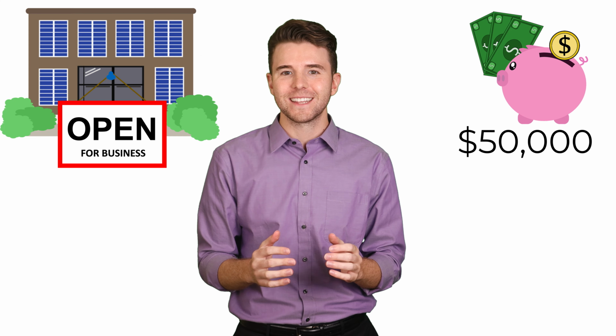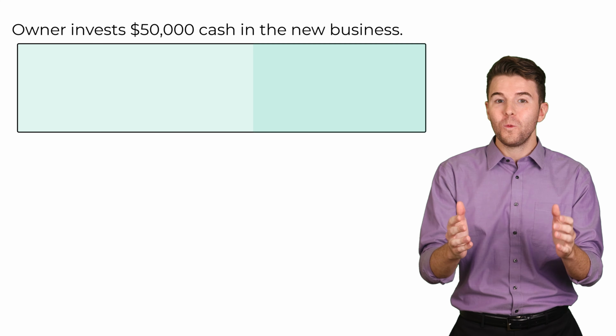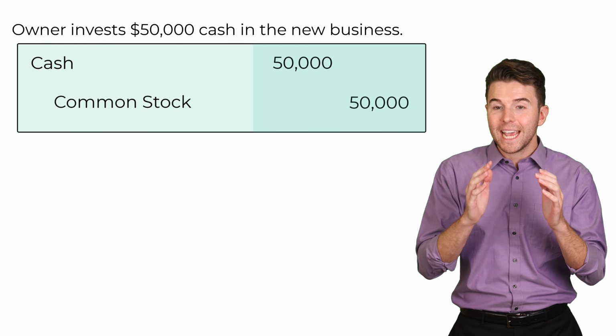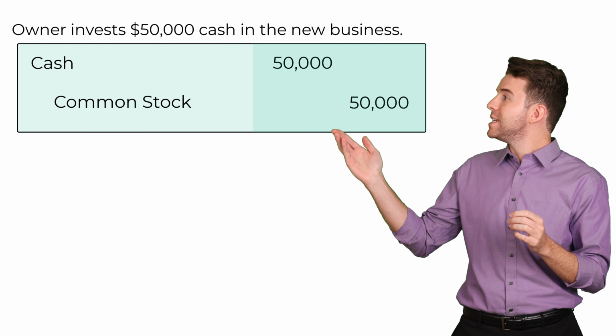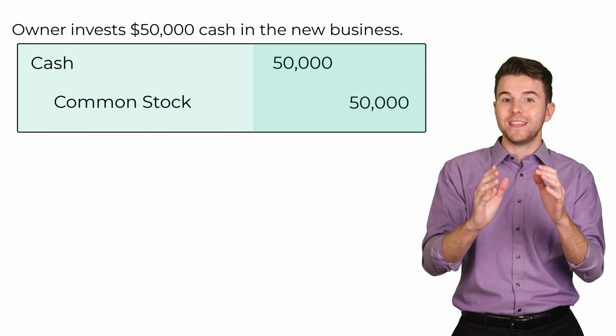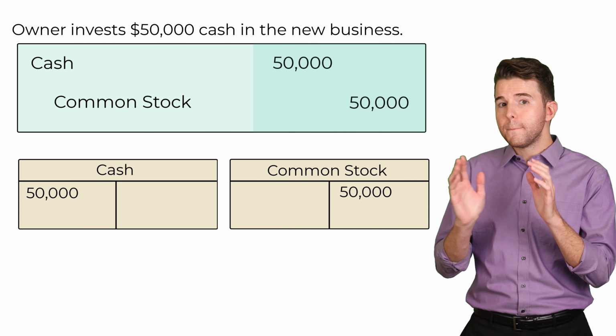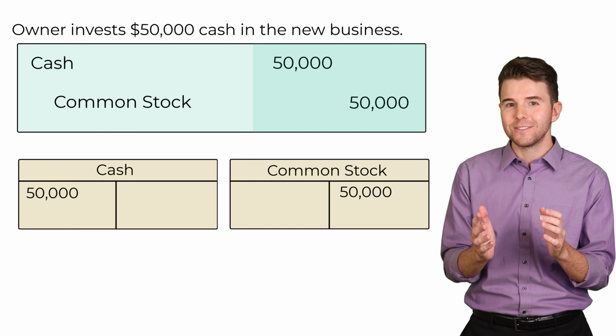So let's assume a business is just starting out and the owner invests $50,000 cash in the business. To record this entry, we debit and increase cash for $50,000 and credit and increase common stock for $50,000. We also see that after recording the entry, we post the entry to the ledger accounts.